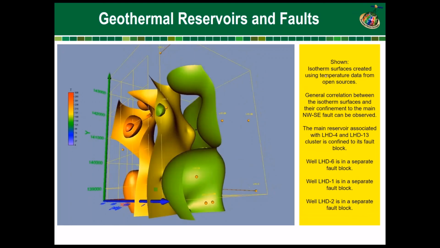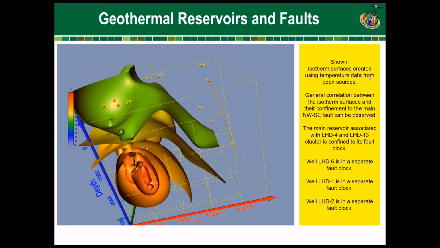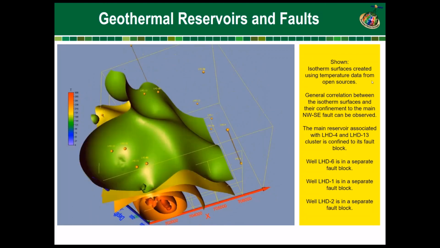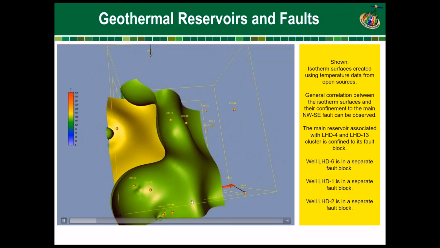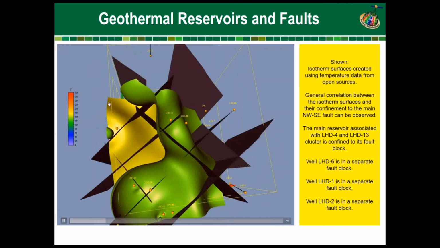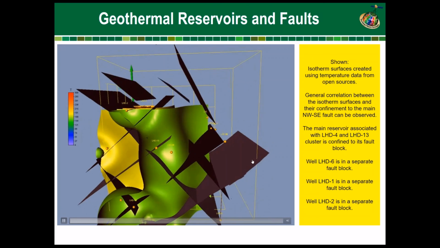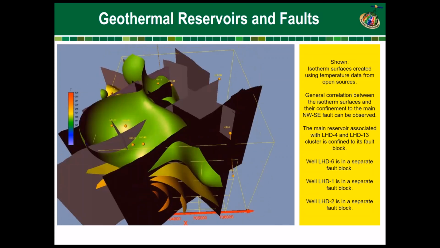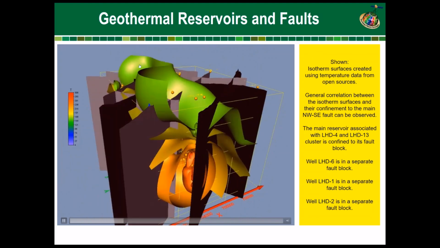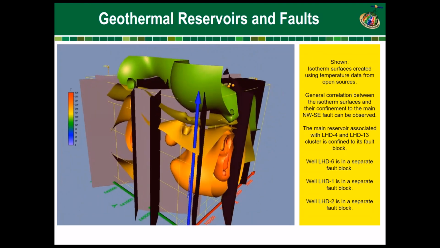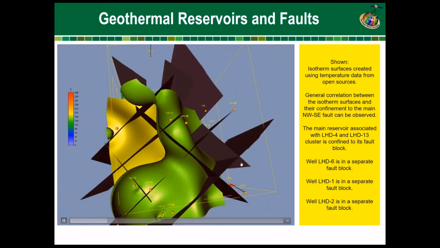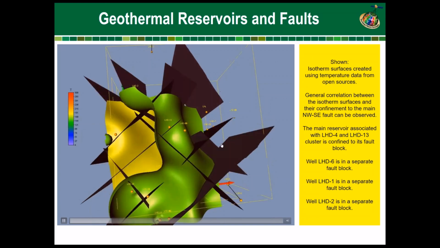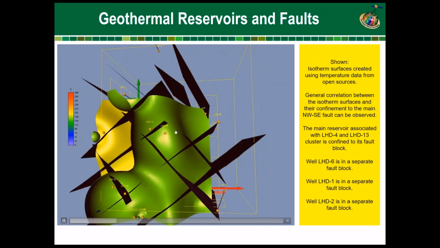We see here again the isotherm surfaces created utilizing temperature data from open sources. There are a few different conclusions that I would like to show you here. Right now we are showing you the faults that we were able to insert into this volume. As we said, most of these faults correlate very well with the faults found in open sources as well, but these are the faults that we delineated too. So as you see, there is a very good general correlation. I'll go back to this particular fault. This particular fault correlates very well with the cool surface.